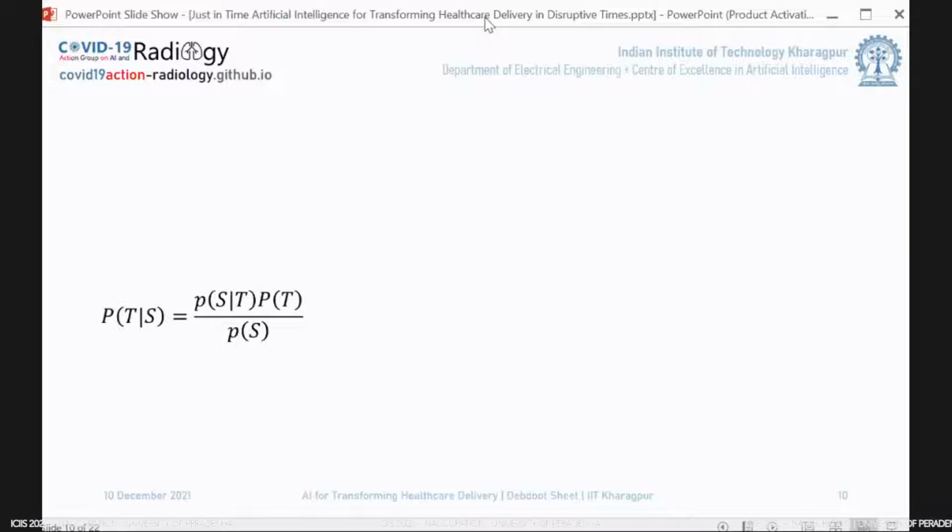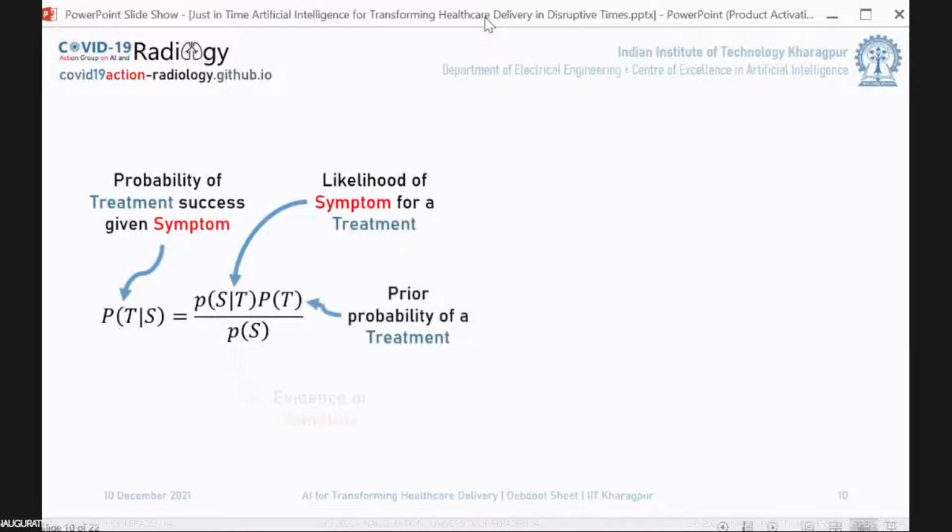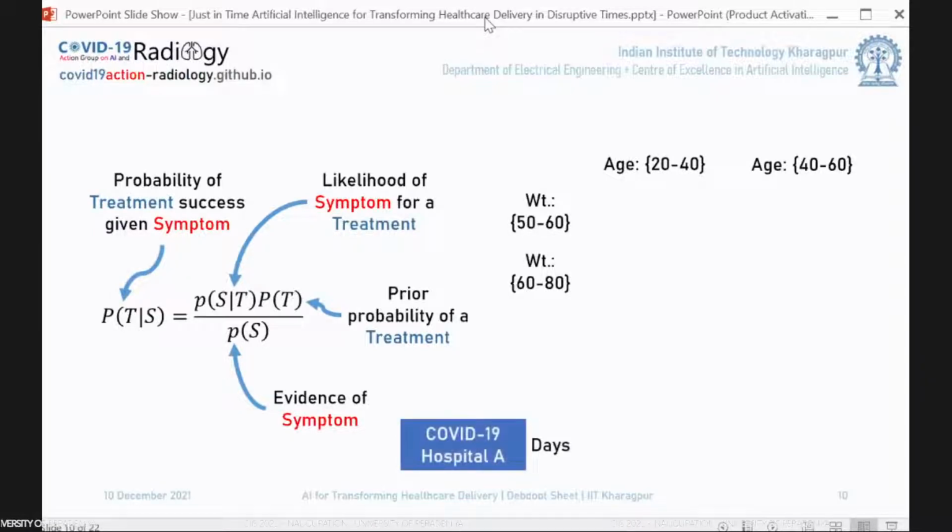Now, if you look at this, it's actually just the simple Bayes theorem written down here. So I have patients of two different age groups. One is between 20 and 40, another is 40 to 60. Another is the criteria of weight.